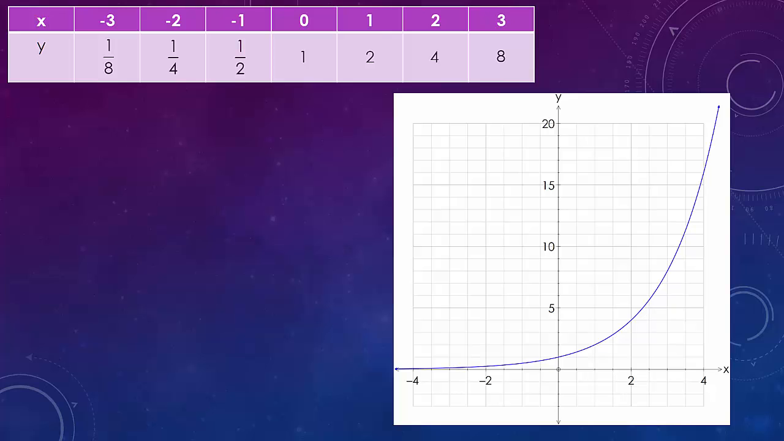So let's look at some features that we should know. The y-axis intercept is at 0, 1. That's the same whether it's 2 to the x, like this one is, or 3 to the x, 4 to the x, because anything to the power 0 is 1.